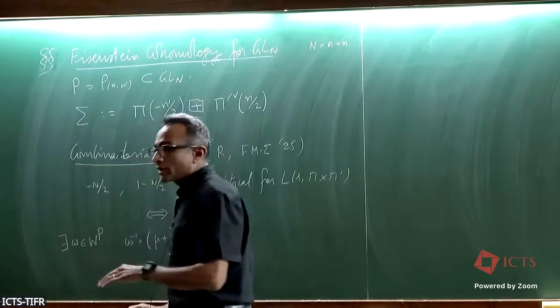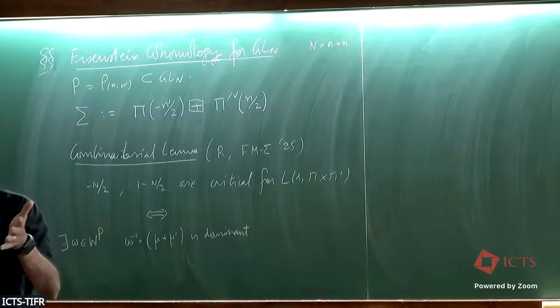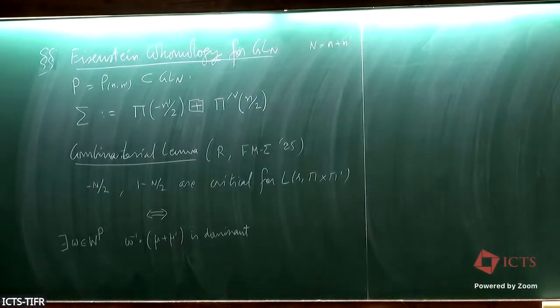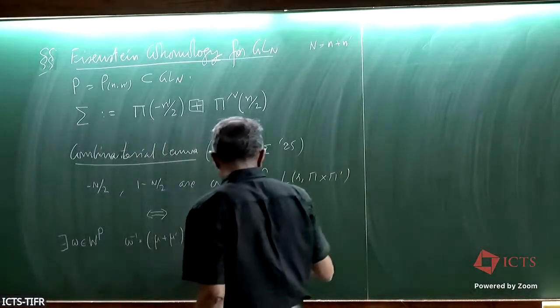This much is okay. So what's happening? I got mu, a string of numbers. Let's just say there's one place, just look at one embedding. I got a mu, which is say decreasing, and a mu prime, which is also decreasing. But if I simply concatenate these two and get a weight on the ambient GL, there's no reason why this entire thing should be dominant. But there is always some Weyl element which will mix them up to make it dominant.